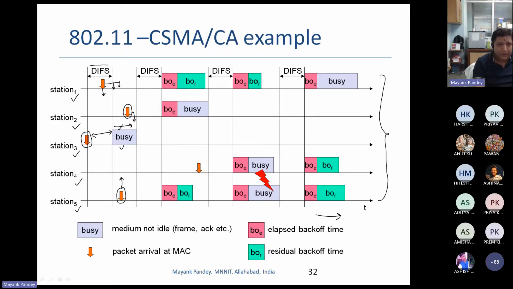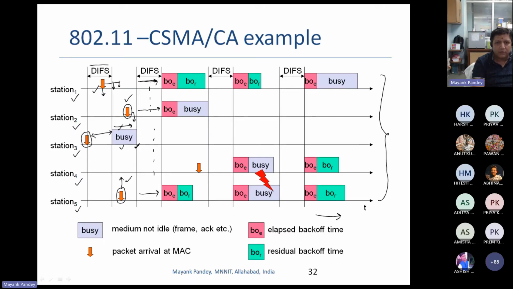Now what will happen? After station 3 has transferred a frame, all these 3 stations, stations 1, 2, and 5, keep on sensing the channel. After the medium became free here, they all will wait for DIFS. Station 1 is also waiting for DIFS. Station 2 is also waiting for DIFS. And station 5 is also waiting for DIFS.